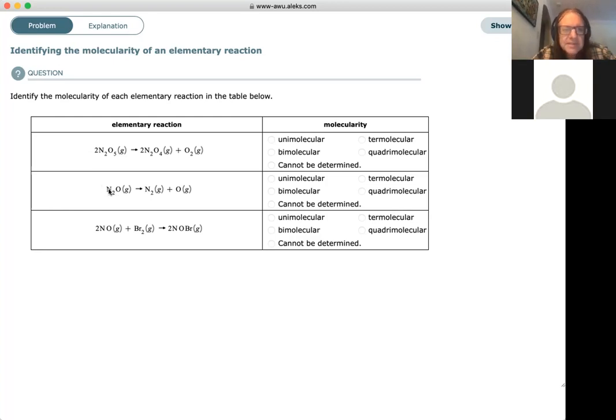It's just one, breaking up into N2 and O. Okay, that's all that's happening. So again, just look at the coefficient. It's a 1, so it's unimolecular.